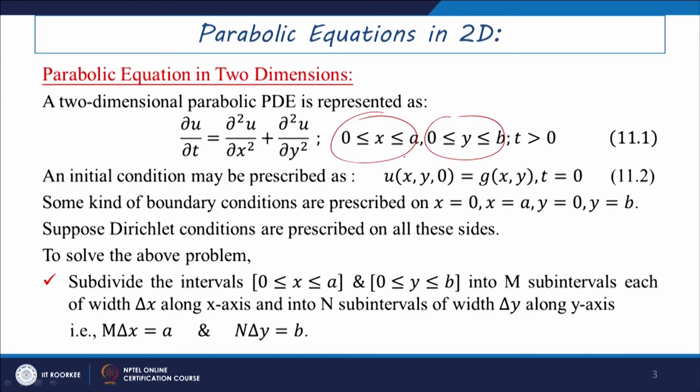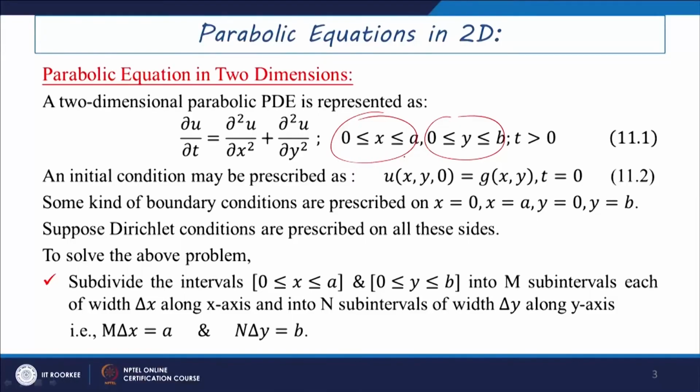So, if you see here, this is a two dimensional problem, meaning we will have three coordinates here. One is the x coordinate, another is the y coordinate, and another is the t coordinate, or time coordinate. But since the space coordinates are varying in the x direction and y direction, it is called the parabolic equation in two dimensions.